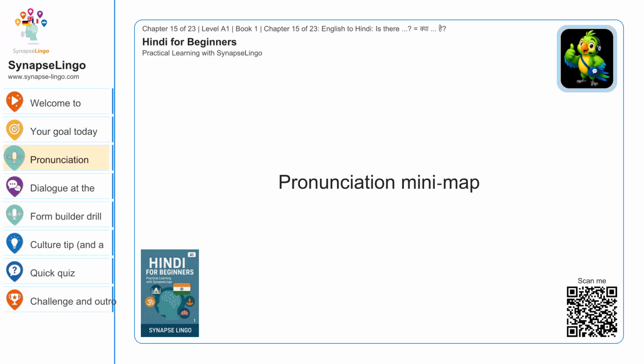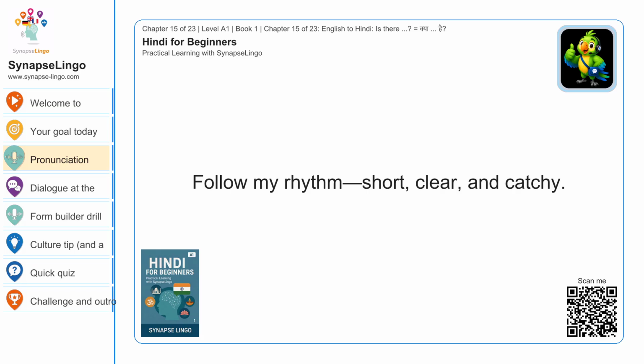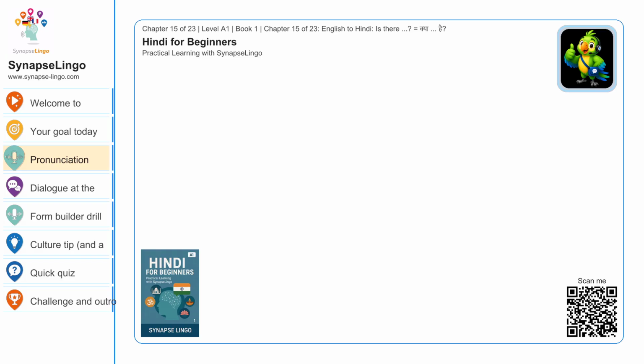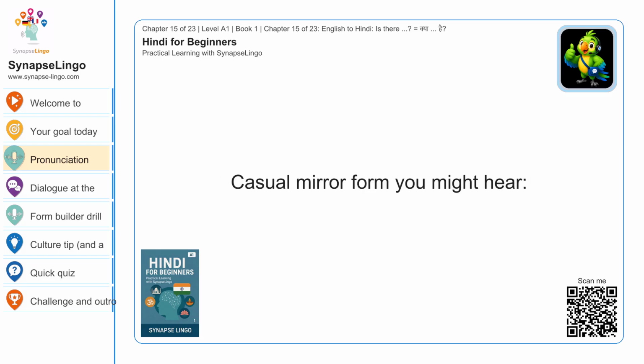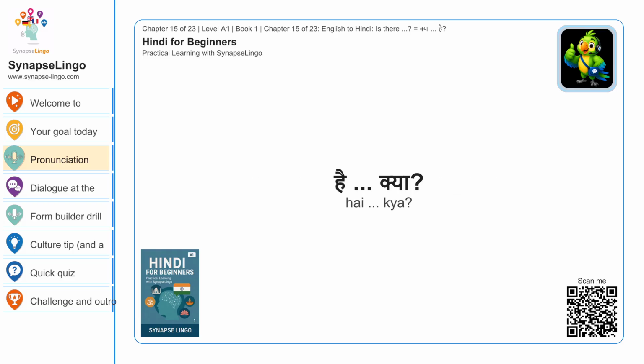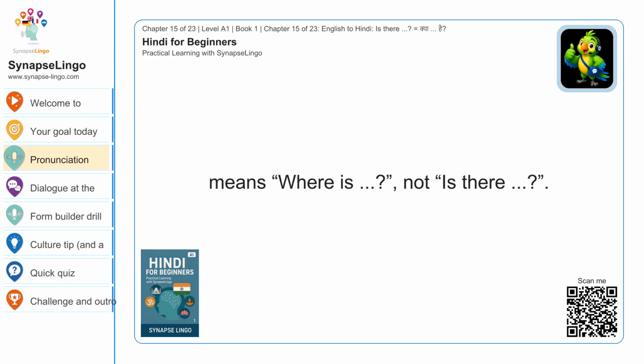Pronunciation minimap. Follow my rhythm, short, clear, and catchy. Say it in 3 beats. क्या है? Rise at the end like a question. Pattern. क्या है? Literally, what is, but it works as "Is there." Casual mirror form you might hear. है क्या? Same meaning, street vibe. False friend alert. कहाँ है? Means, where is, not "Is there."